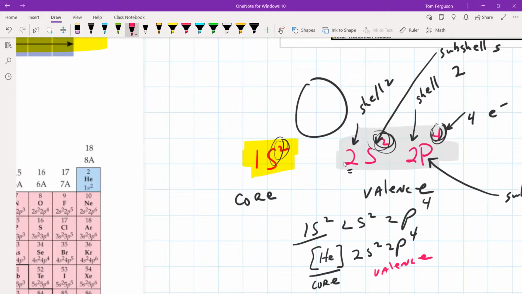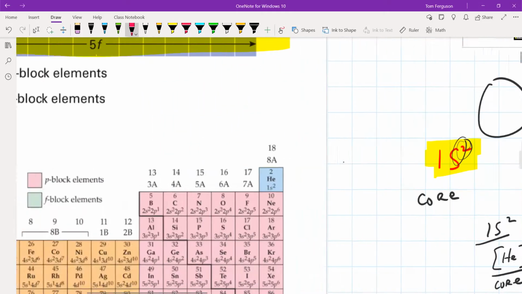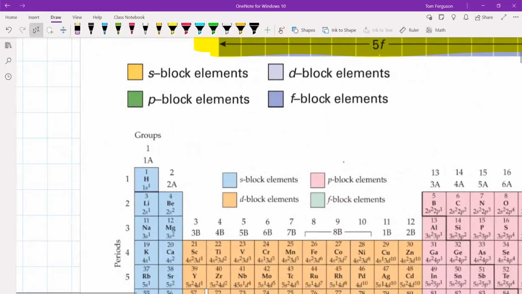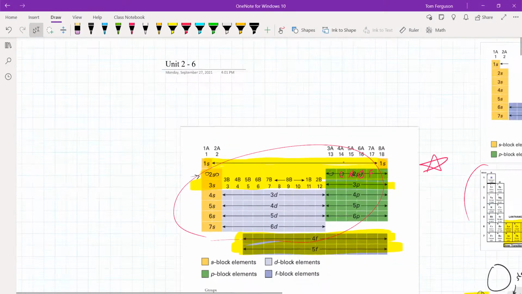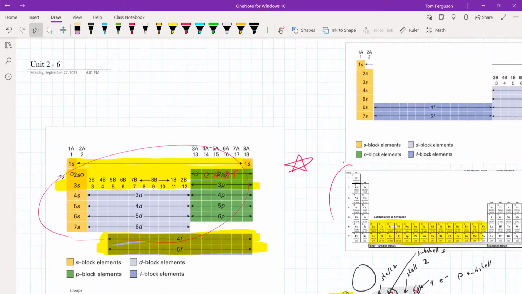Okay, so any questions about doing the electronic configurations for those first 3 periods up here? Because it's going to get slightly different when we get down to period 4. Okay, now let's go ahead and look at period 4.